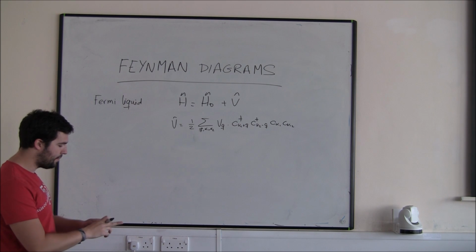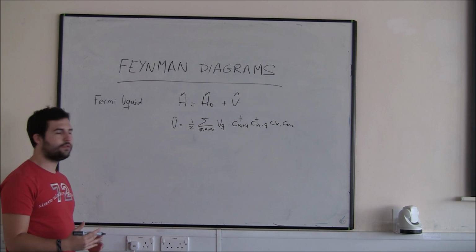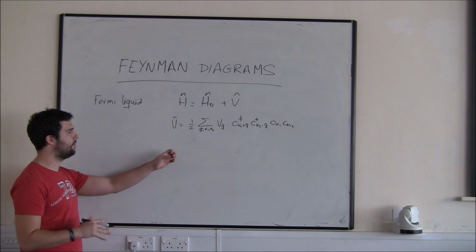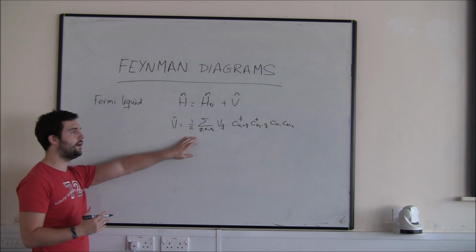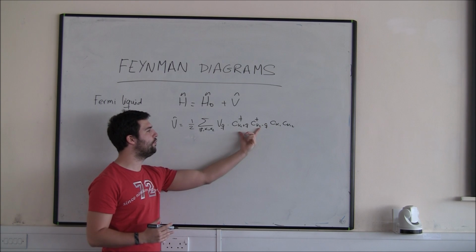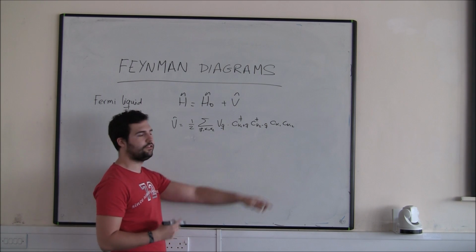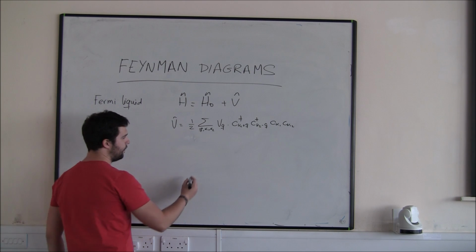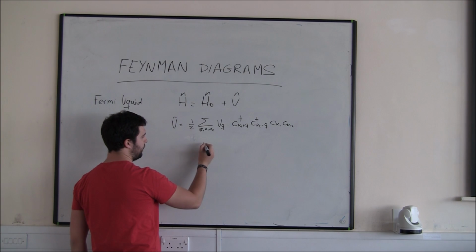The thing about Feynman diagrams is that they are a way to describe interactions between particles in the system. Precisely this term can be described as a Feynman diagram because it's an interacting term and we have two creation operators and two annihilation operators. How do we describe that as a Feynman diagram? To do that, we have something like this.